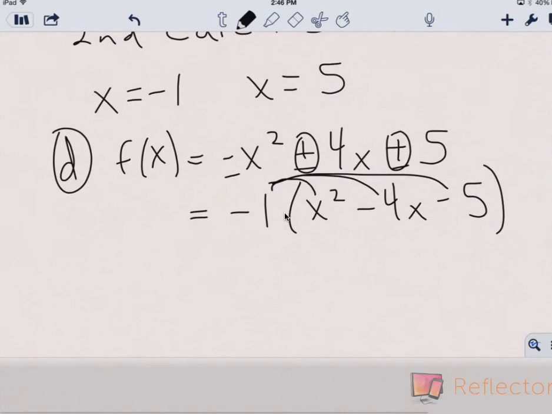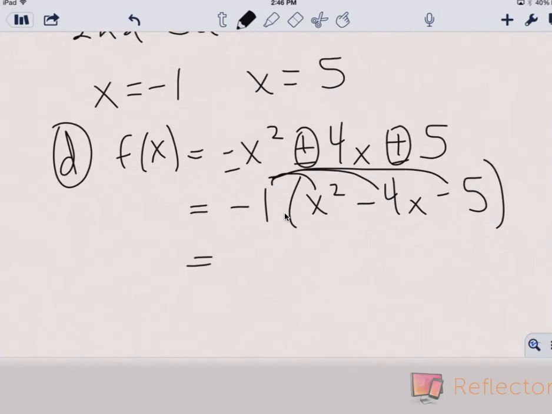Okay, now the next step is going to be factorizing this into 2 brackets.